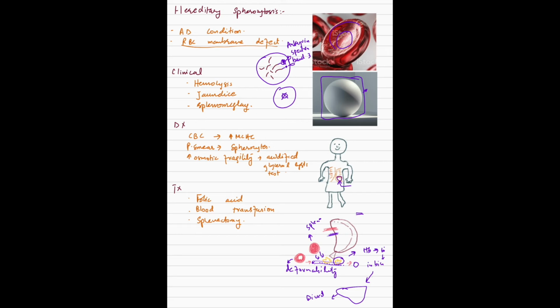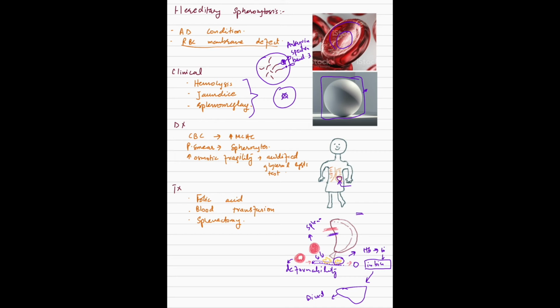So unconjugated bilirubin is converted to conjugated bilirubin by the liver. But here, so much hemolysis is going on that the liver cannot convert it all into conjugated bilirubin. So this will result in indirect hyperbilirubinemia, and that will result in our second presentation, and that is the jaundice. And the third is splenomegaly, because there is extravascular hemolysis. So that completes our triad of the clinical presentation: hemolysis, jaundice, and splenomegaly.